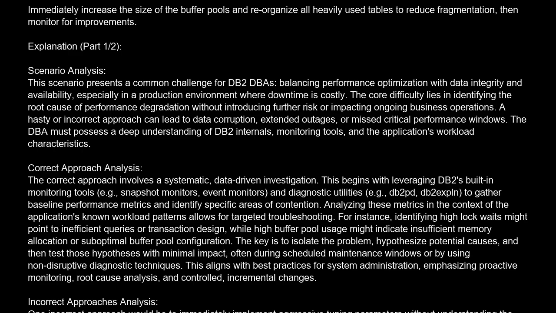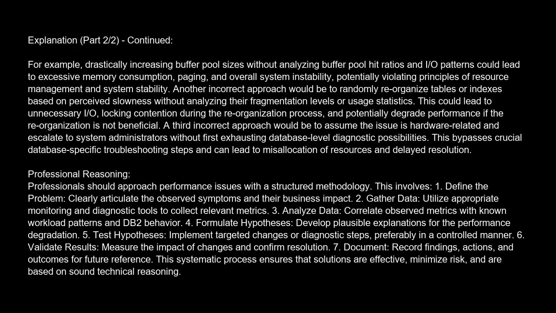Incorrect approaches analysis. One incorrect approach would be to immediately implement aggressive tuning parameters without understanding the underlying cause. For example, drastically increasing buffer pool sizes without analyzing buffer pool hit ratios and I/O patterns could lead to excessive memory consumption, paging, and overall system instability, potentially violating principles of resource management and system stability.